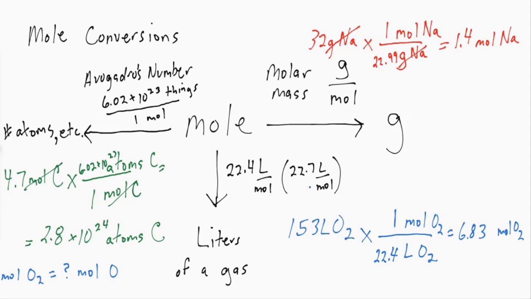Do some more practice problems and just follow the steps of dimensional analysis as you understand these relationships: the molar mass, Avogadro's number, and molar volume of a gas. Just realize that these are just conversion factors that we can use.